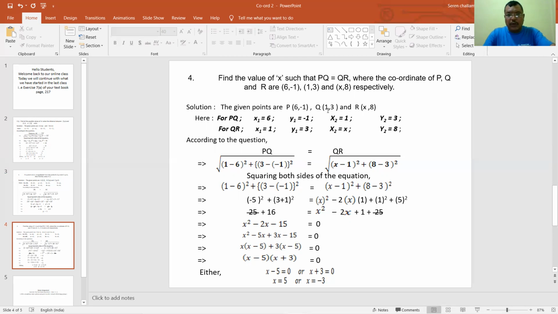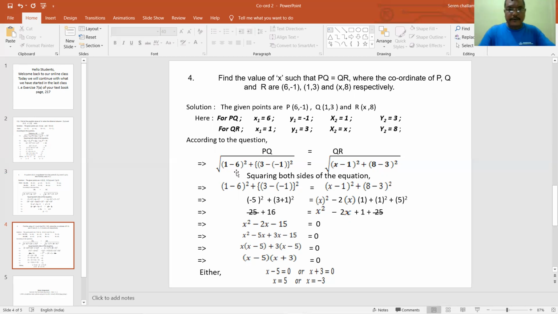Your x2 is 1, and your y2 is 3. For QR, meaning Q to R, your x1 is 1, and your y1 is 3, whereas your x2 is x, and your y2 is 8. Now, according to the question as given, PQ is equal to QR.